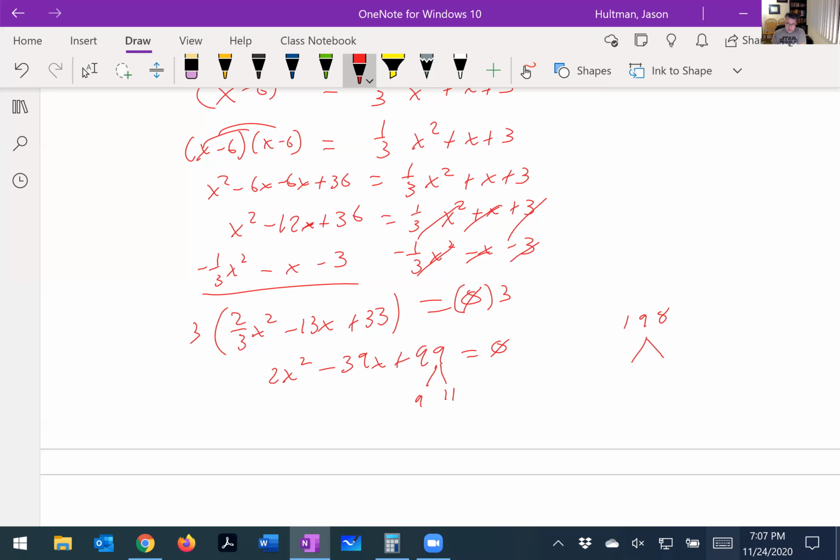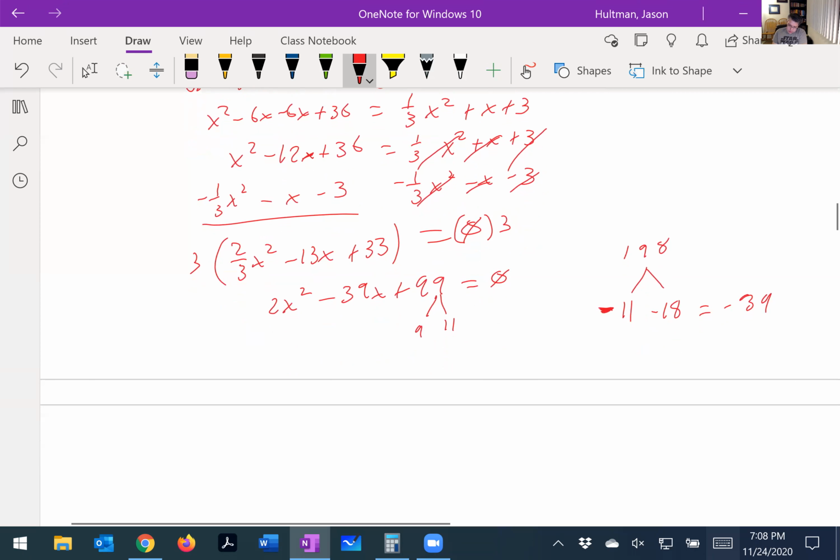Okay, negative 39. If I subtract off 11, if I make one of them 11 and the other one 18, does that work? Yeah, I think that's right. 18. That equals negative 39.